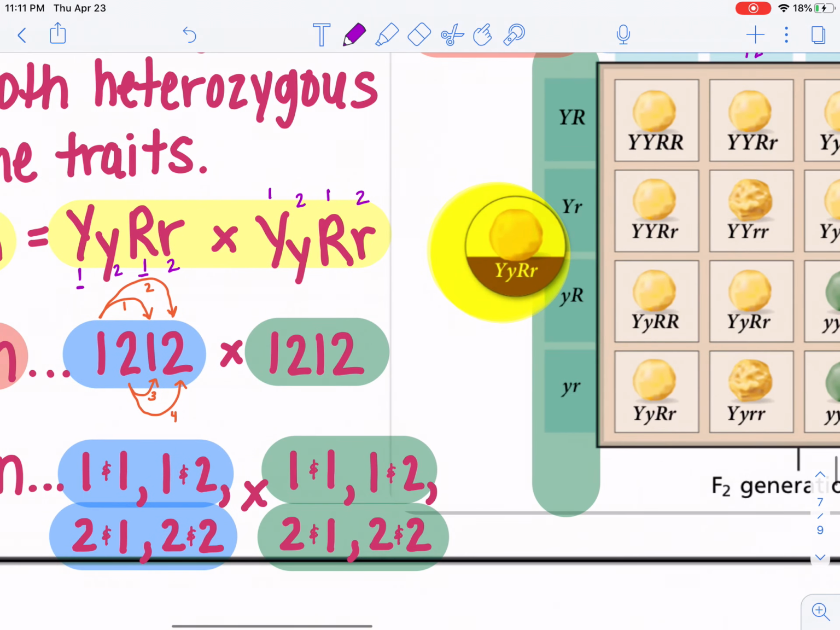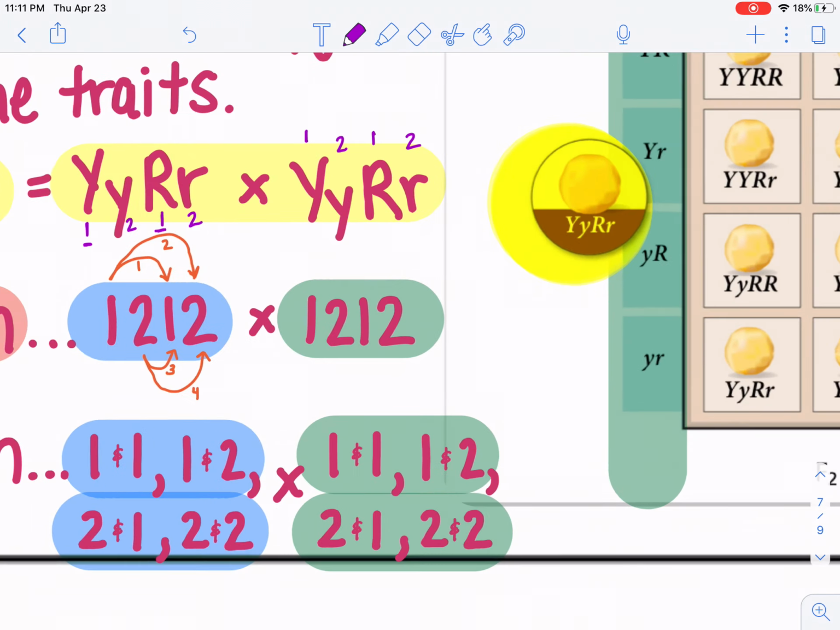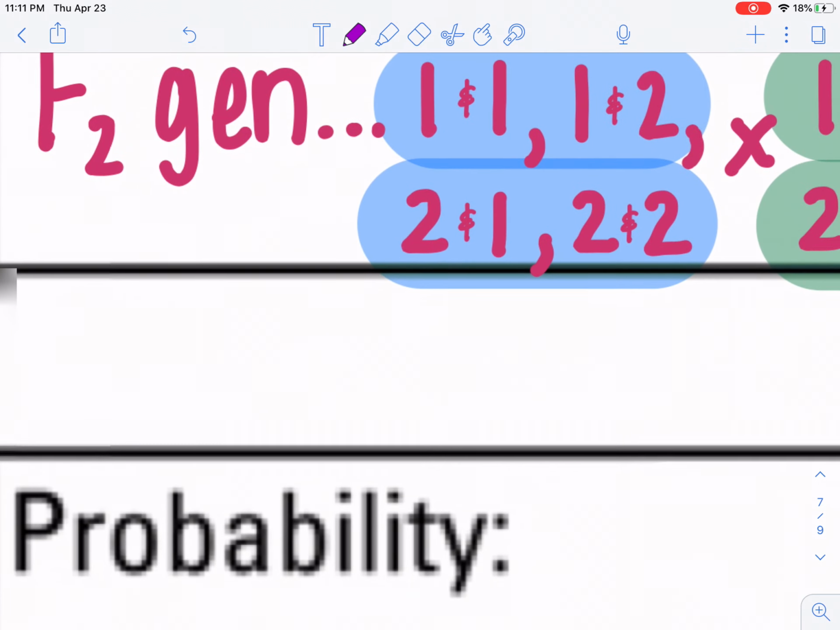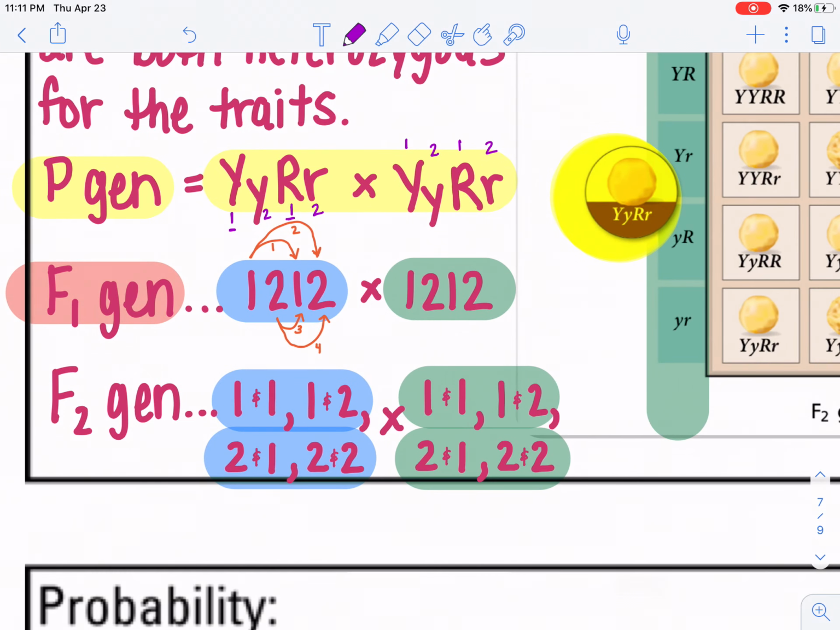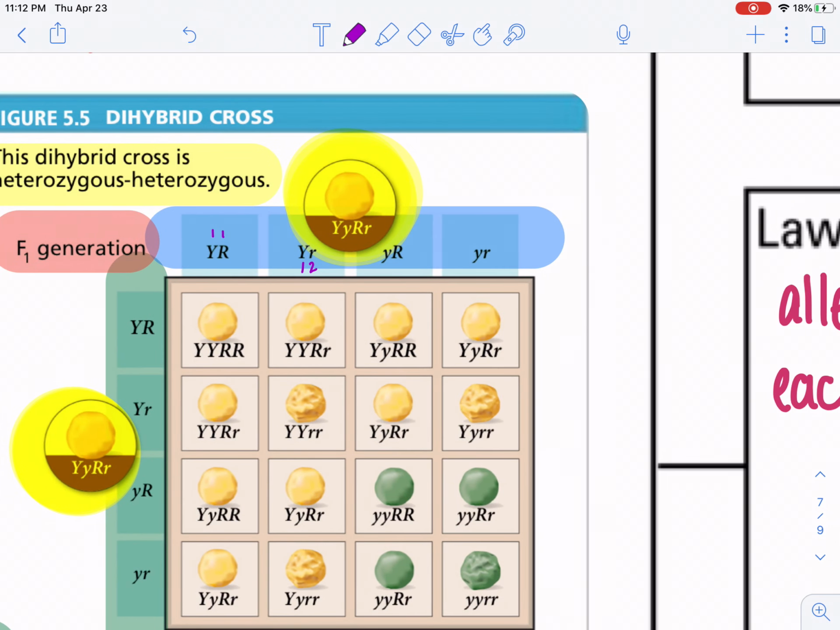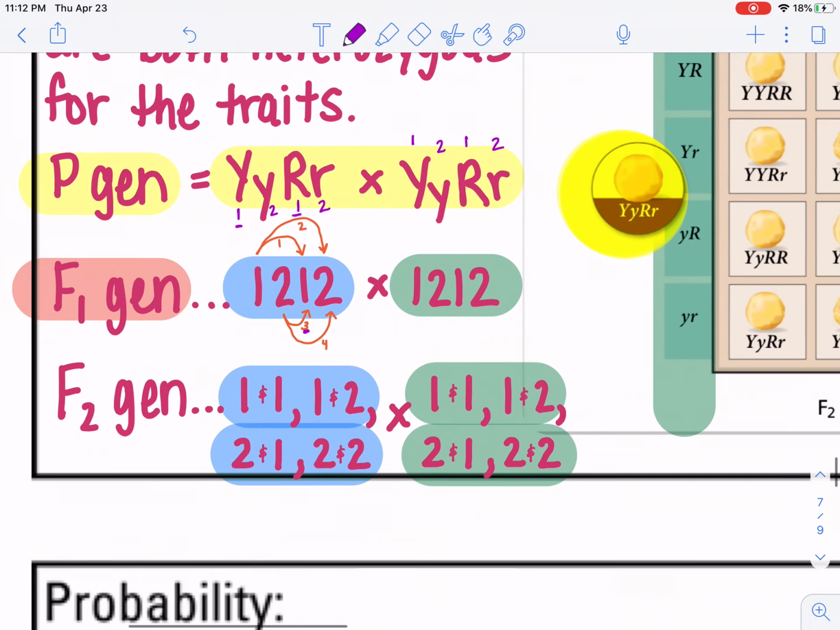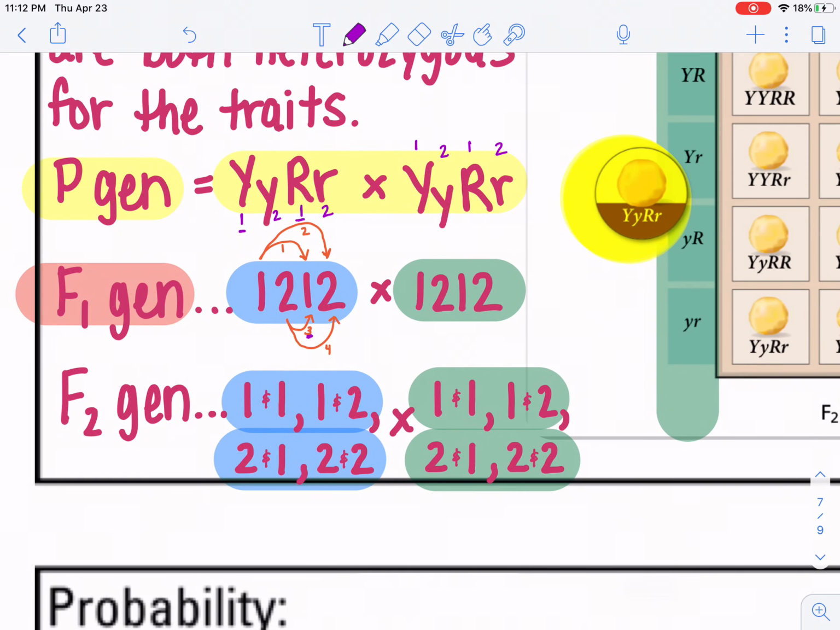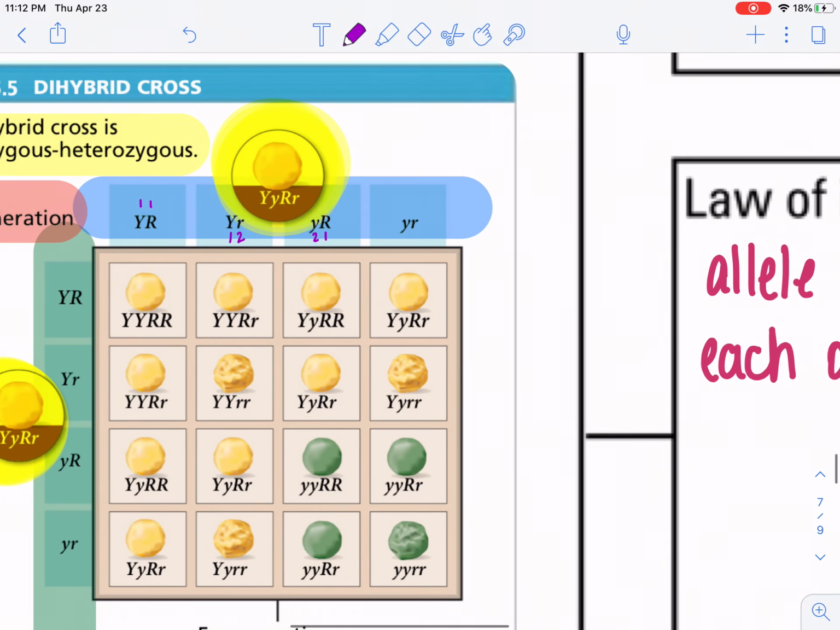Then I'm going to do it again. I'm going to go my 2 with my 1, getting that from down here. That's going to be my 2 with my 1, which down here it's labeled a 3. So that's going to be little y, big R. So that's my 2 with my 1. And then the last one is going to be 2 and 2, which is little y, little r.